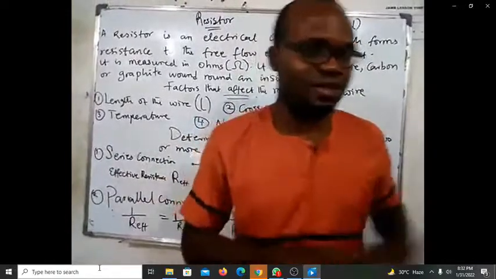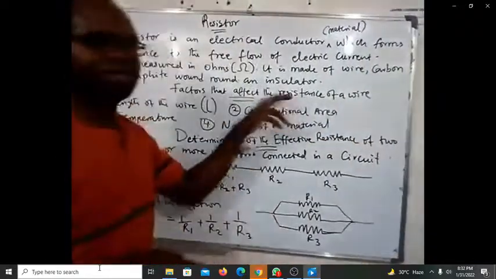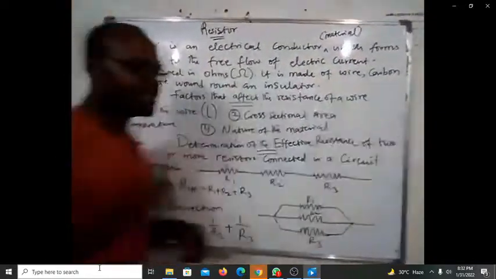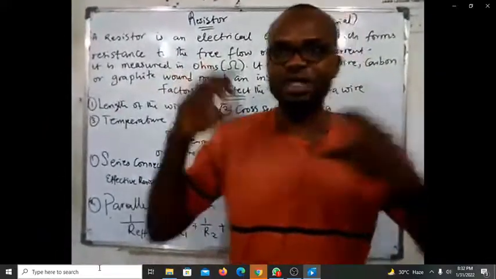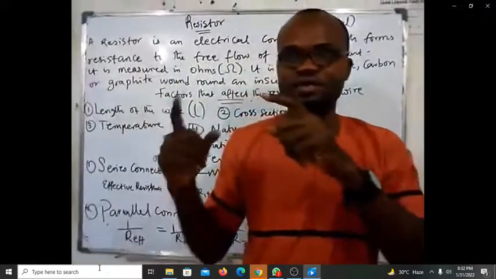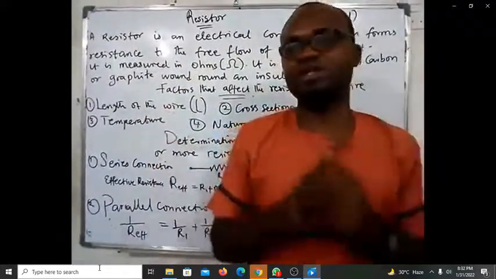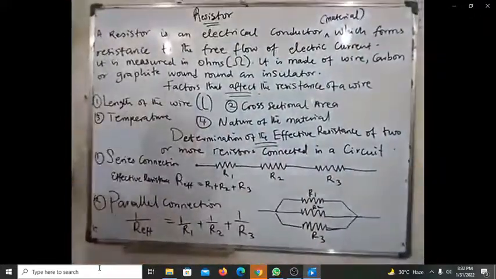Is that clear? Those are the factors that can affect the resistance of a wire. One is what? Length of the wire, cross-sectional area of the resistor, nature of the material that the resistor is made of, and what? Temperature. Those are the factors that affect the resistance of a wire.